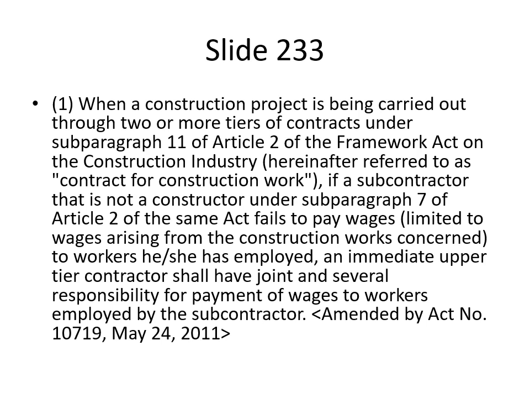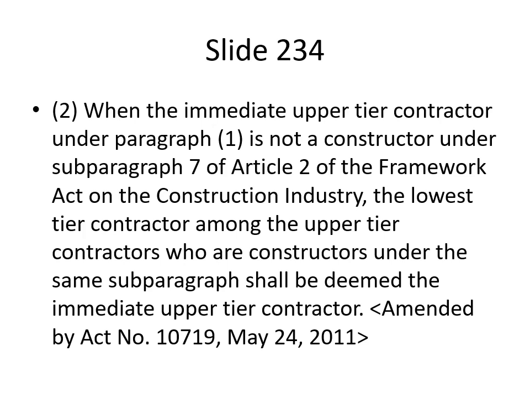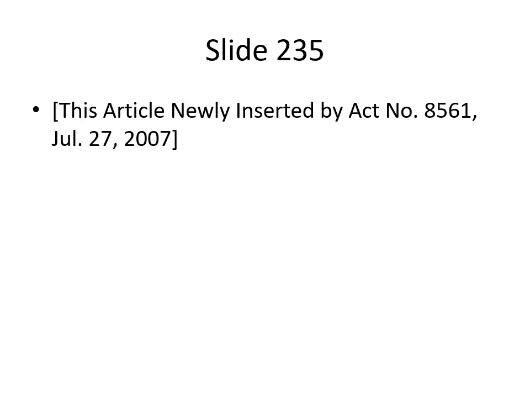Amended by Act No. 10,719, May 24, 2011. 2. When the immediate upper tier contractor under paragraph 1 is not a constructor under subparagraph 7 of Article 2 of the Framework Act on the Construction Industry, the lowest tier contractor among the upper tier contractors who are constructors under the same subparagraph shall be deemed the immediate upper tier contractor. Amended by Act No. 10,719, May 24, 2011. This article newly inserted by Act No. 8,561, July 27, 2007.